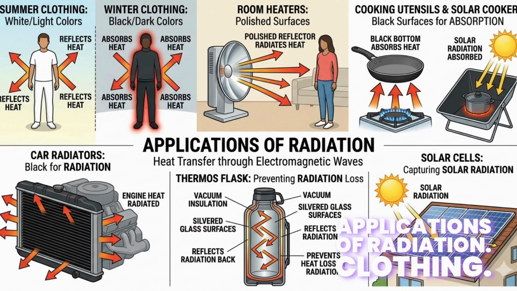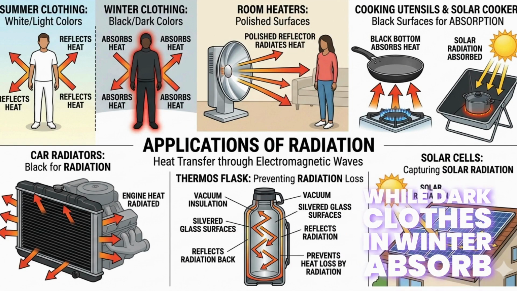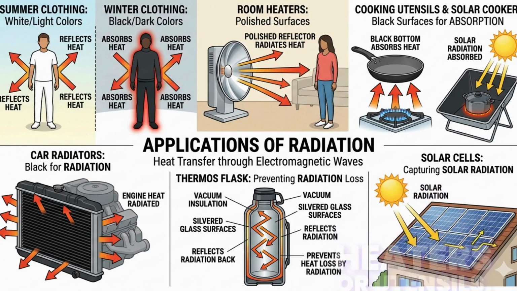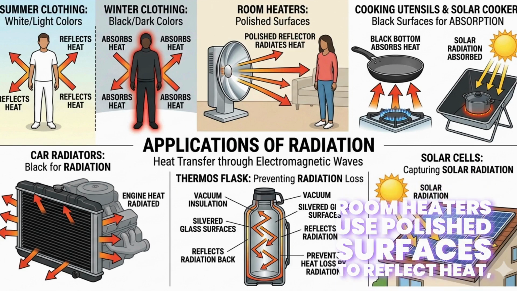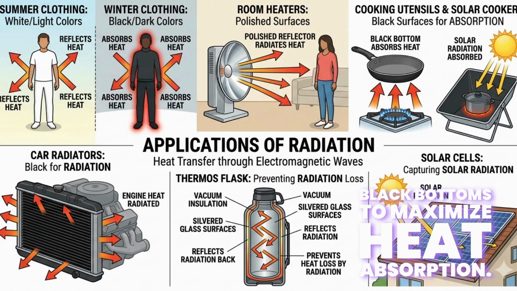Applications of radiation. Clothing: light-colored clothes are preferred in summer to reflect heat, while dark clothes in winter absorb it to keep us warm. Heaters or utensils. Room heaters use polished surfaces to reflect heat, whereas cooking utensils and solar cookers have black bottoms to maximize heat absorption.